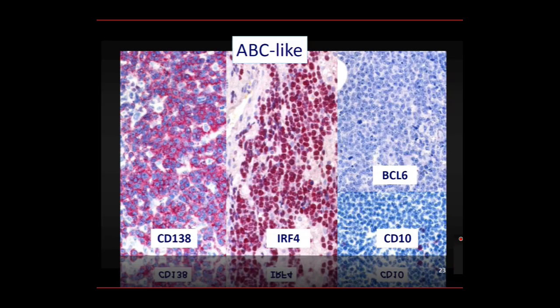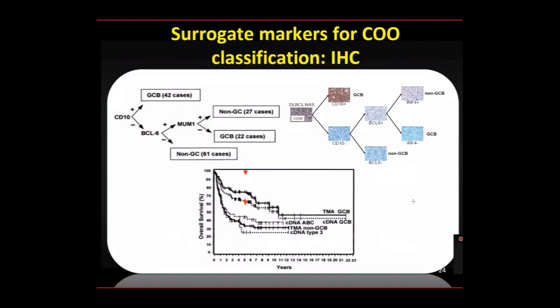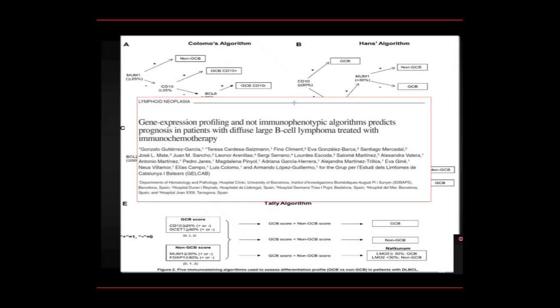So very easy. We use 3-4 markers to make the classifier, as was proposed by a German group in early 2000s, in 2002 actually, paper in Blood. However, you can see already from the image that the difference between the two groups in terms of prognosis was not as evident. And indeed, immunohistochemistry is not able to provide as effective a tool as molecular biology does.